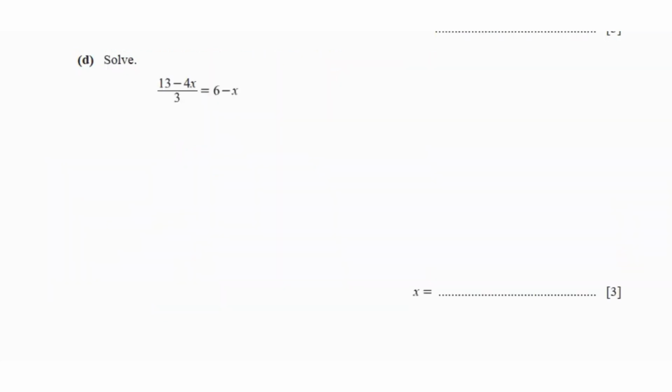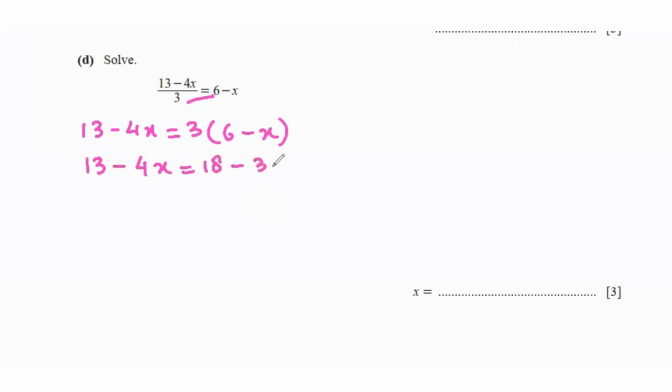Next question says solve the following. So we're going to do 3 minus 4x equals 3 times 6 minus x. I cross multiplied and got rid of the fraction. So that's going to be 3 minus 4x equals 18 minus 3x. Collect the like terms on each side, which means I'm going to bring negative 3x over here and take the 18 over there.